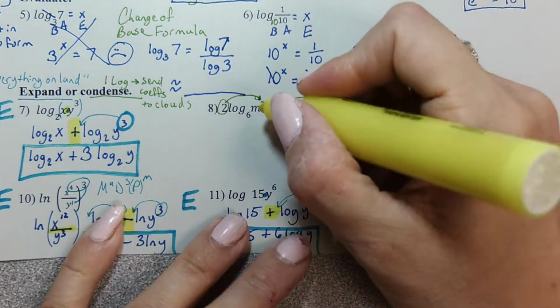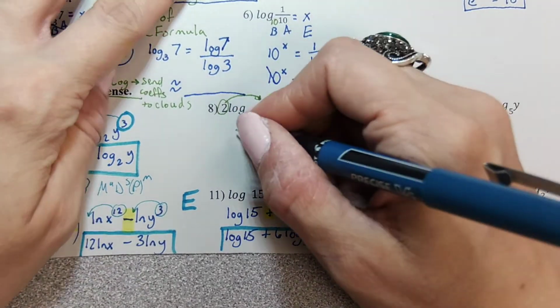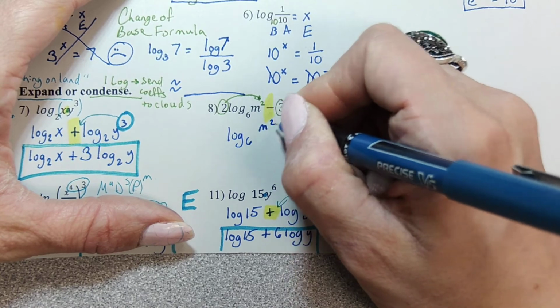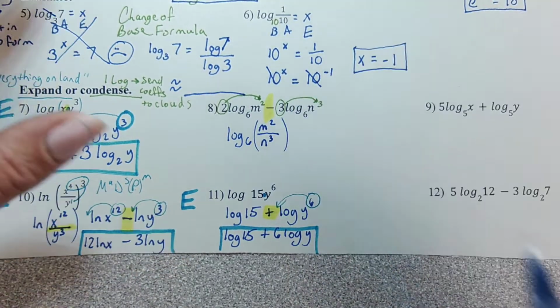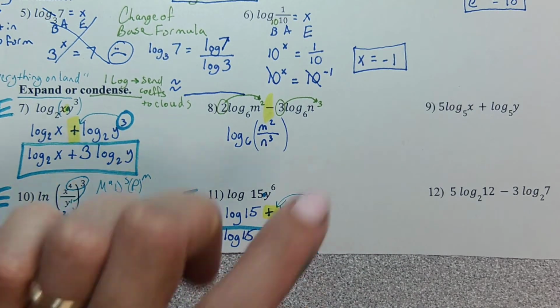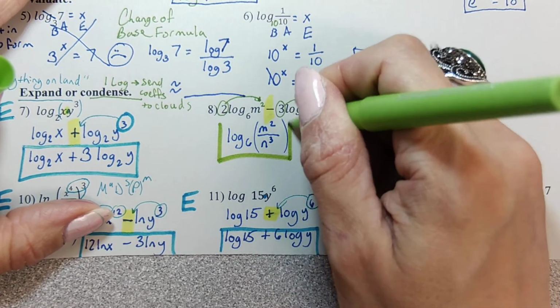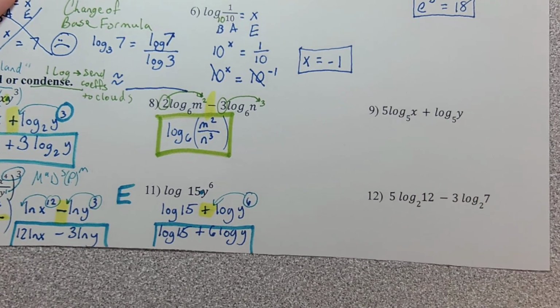Then these two logs are separated by subtraction, so we are going to condense using division. So we'll have log base 6 of m squared goes on the top, and then n cubed goes on the bottom. If it makes you feel at ease, you can enclose that in parentheses, but the parentheses aren't really required there. So that is now in condensed form. I've got it down to one single logarithmic expression. But your first step for condensing is always to send those coefficients to the clouds first.